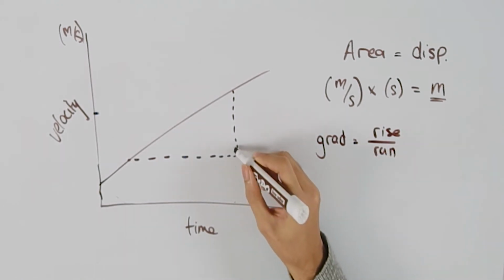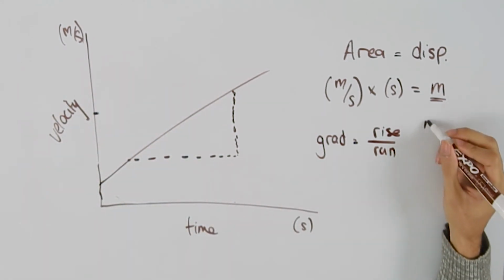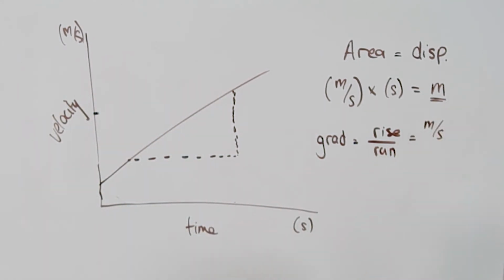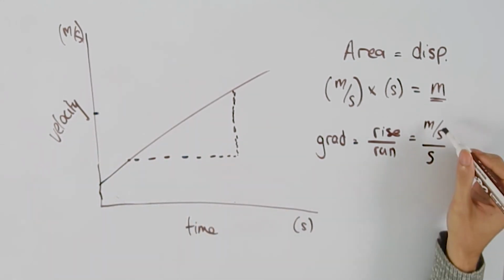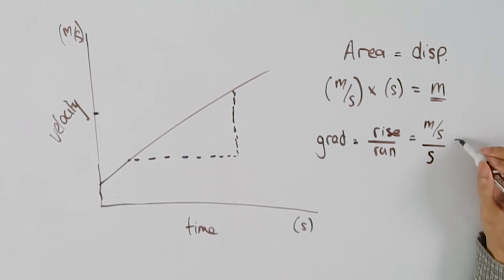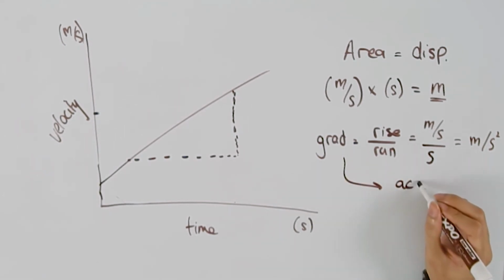Now the units for the rise are going to be meters per second, and the units for the run are going to be seconds. So now we have meters per second divided by seconds, and if you do some math, you can see that this is meters per second squared. And what does this represent? This represents acceleration.